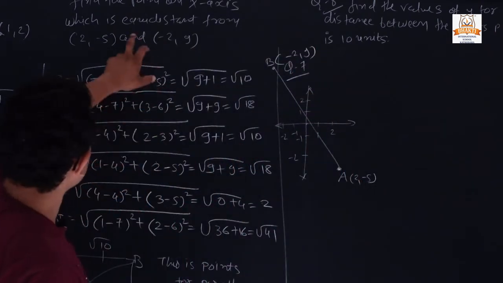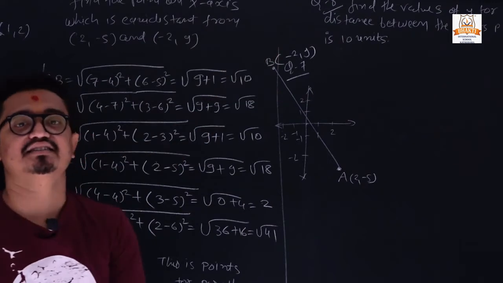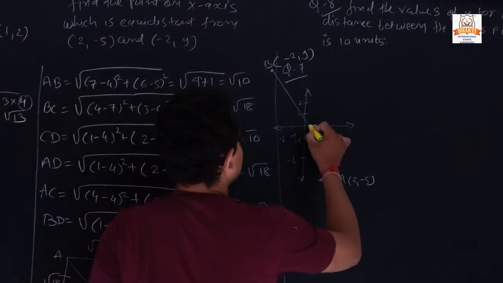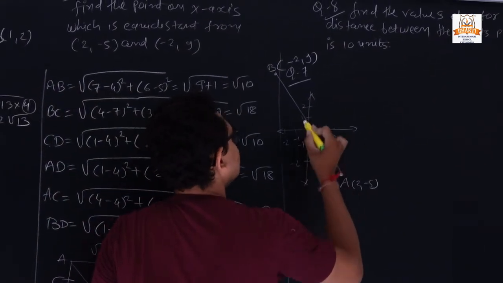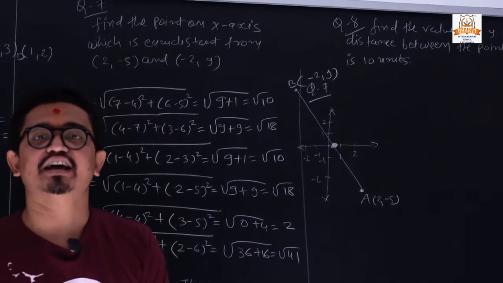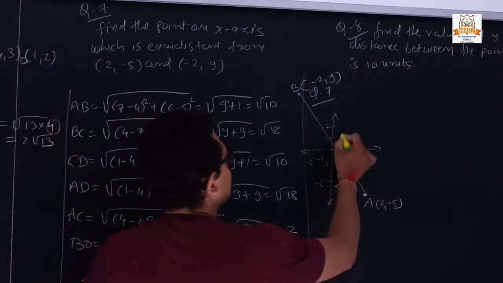Now they are asking what? Find the point on x axis. So here we need to find the point on x axis. So if you find the point on x axis, it means what? Its y coordinate is 0.